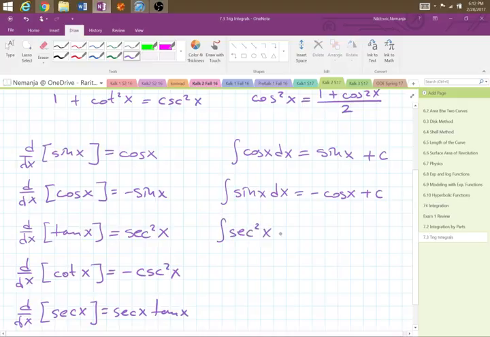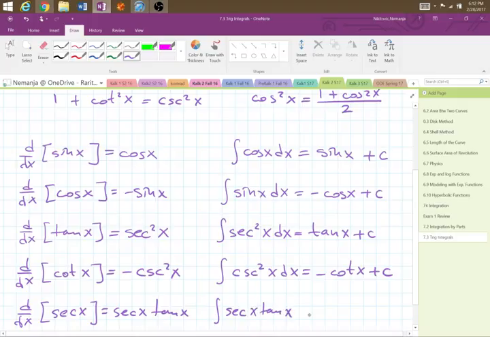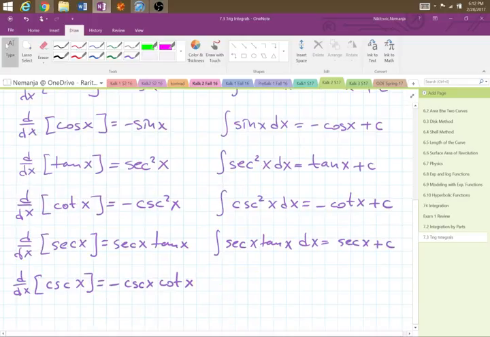The integral of secant squared x dx equals tangent x plus c. The integral of cosecant squared x dx is going to be negative cotangent x plus c. The integral of secant x tangent x dx is going to be secant x plus c. And we have one more, the integral of cosecant x cotangent x dx is equal to negative cosecant x plus c.